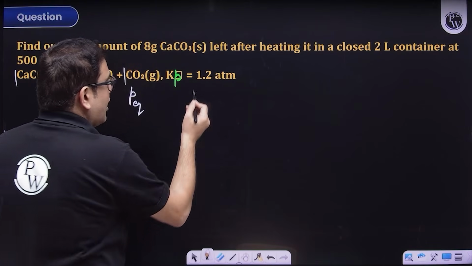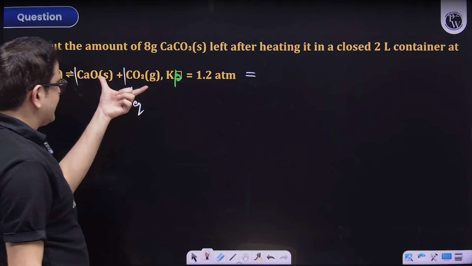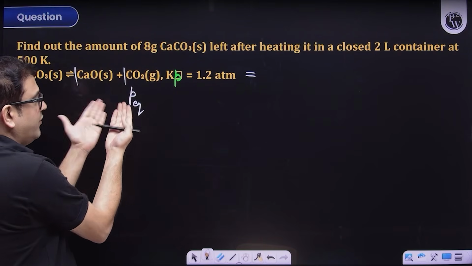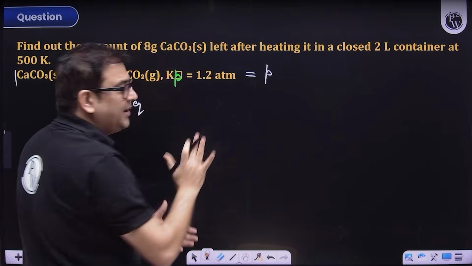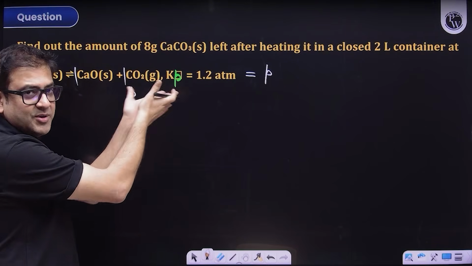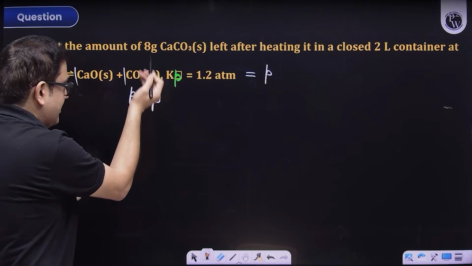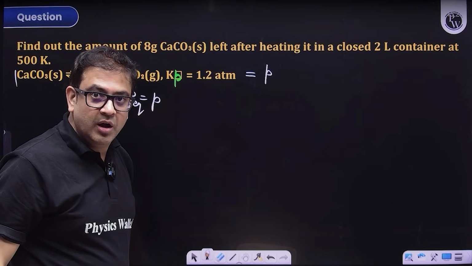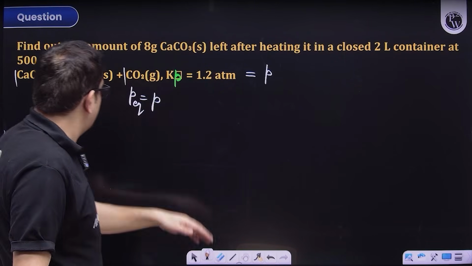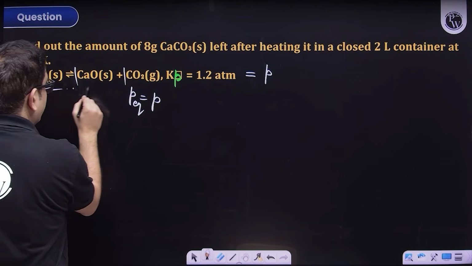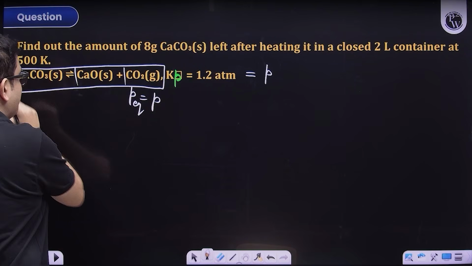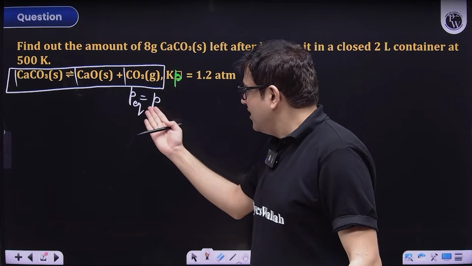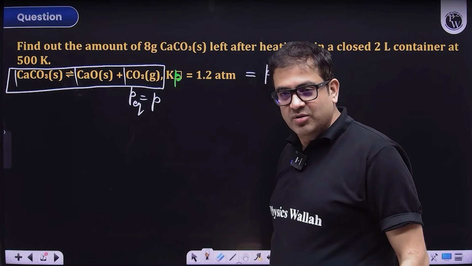K is given, sir. How much? 1.2. What is K? Partial pressure of the product, only one product, raised to the power 1. Partial pressure of CO2, what we have assumed. Let's say for simplicity, I'm writing P. At equilibrium, this is the partial pressure, P. I'm writing this P as P at equilibrium. So this P is the partial pressure of CO2, and it is the total pressure also. Because in this box, what will be the total pressure? Only gas applies pressure. The pressure of solid is negligible in front of gases. So this is the total pressure also, this is the partial pressure also. Okay.